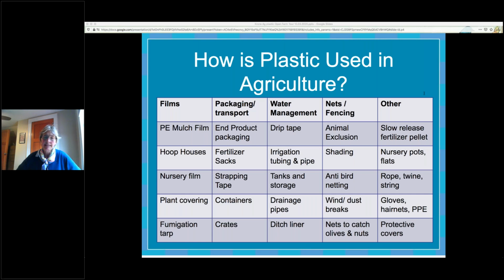It's used to keep animals from entering the field, which is a food safety concern. It's used to prevent birds from eating some of the produce as bird netting, used to keep dust out of the field and keep it off of our crops, and has many other uses such as personal protective equipment. And plastic is even used around fertilizer so that we can create these slow release fertilizer pellets. Next slide.